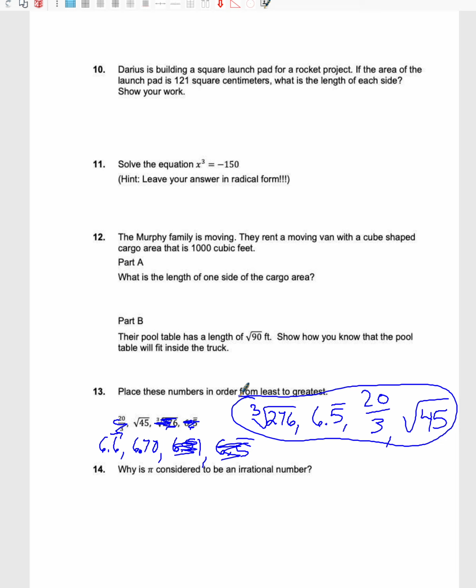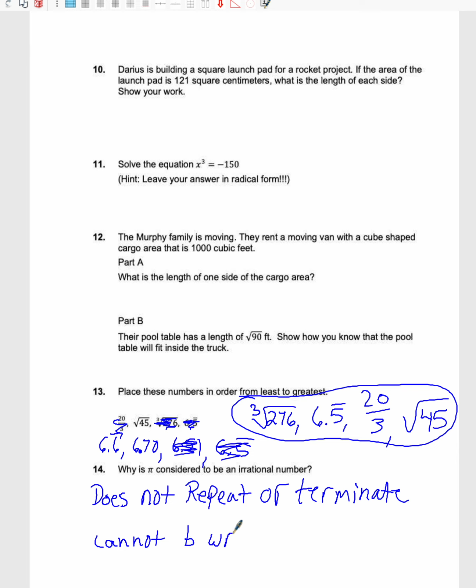Alrighty. Why is pi considered to be an irrational number? Because it doesn't repeat or terminate, and you can't write it as a fraction. That's a good way of saying it. Several of you said those things. It does not repeat or terminate. You could say it cannot be written as a fraction. It's not a perfect square.